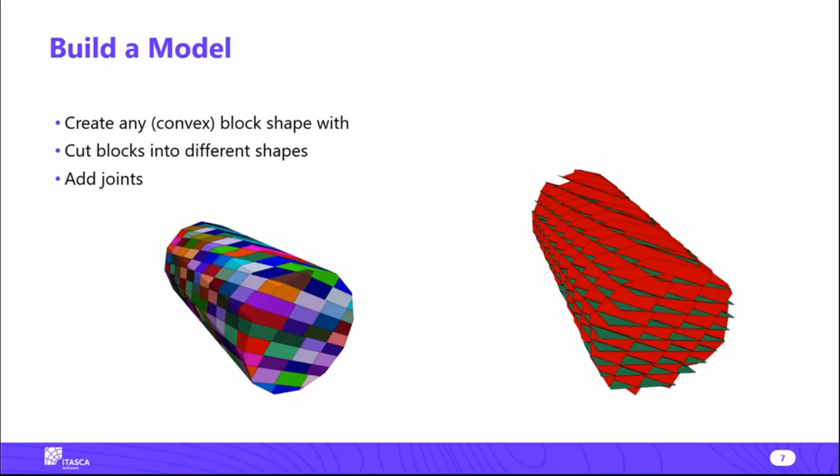And then what is unique about 3DEC is that you have the ability to cut that into pieces. And so this cutting is used to either create different geometries, like cutting out a tunnel or something like that, or to put in actual joints and faults where you expect to see movement.